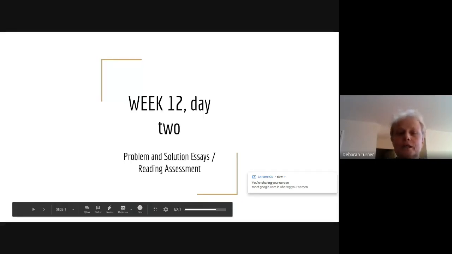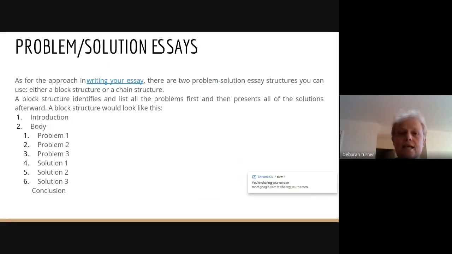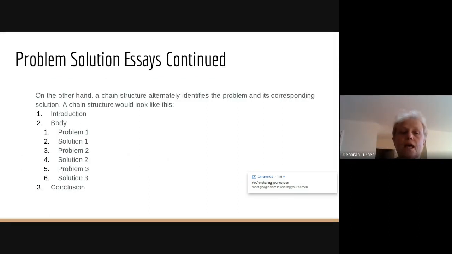Okay, here we are. Week 12, day 2, problem and solution essays and the reading assessment. As for the approach in writing your essay, there are 2 problem solution essay structures you can use, either a block structure or a chain structure. A block structure identifies and lists all the problems first and then presents all of the solutions afterwards. On the other hand, a chain structure alternatively identifies the problem and its corresponding solution. So you would have problem 1, solution 1, problem 2, solution 2, and so on.